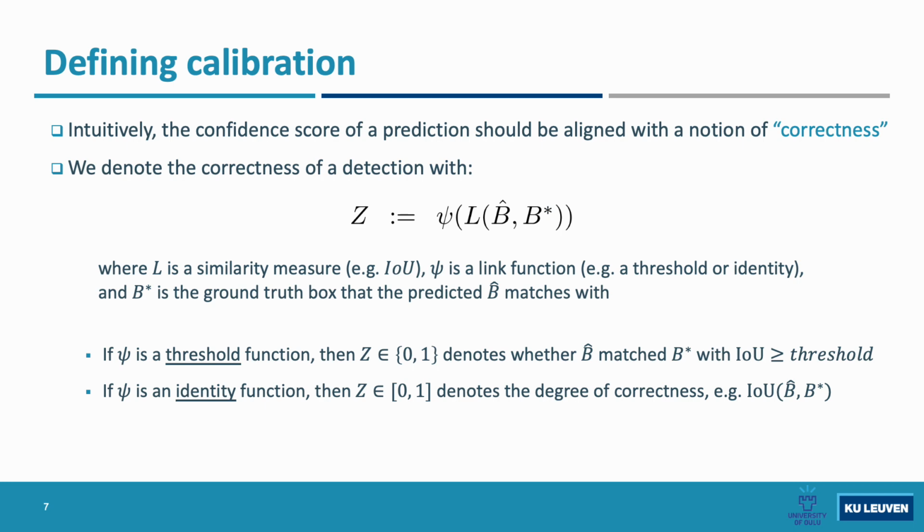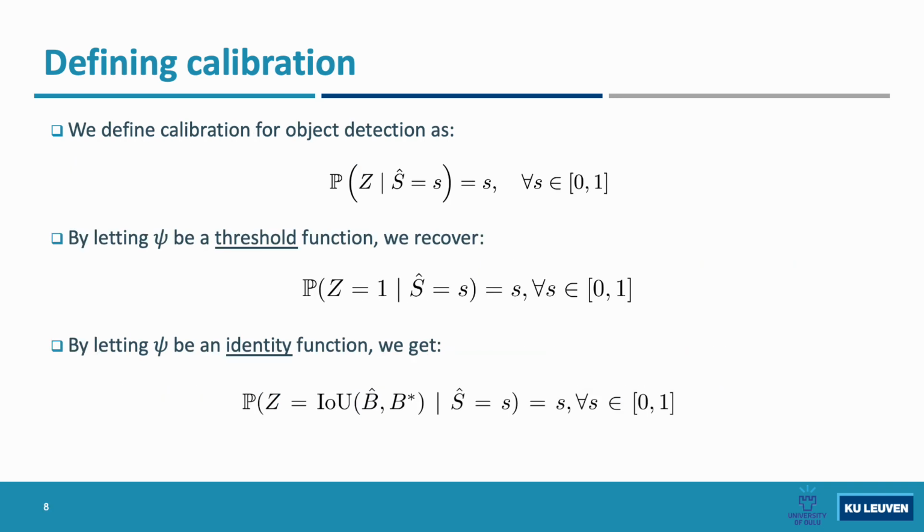We denote the correctness of a detection with Z, which can be a discrete random variable in case the link psi is a threshold function, or a continuous random variable when psi is a continuous function, such as identity. Then the calibration for object detection is defined as shown on the slide. From this general formulation, we can also recover the two definitions used in prior work. If psi is a threshold function, we obtain the standard classification definition, where Z equals 1 denotes an accurate detection in the sense that the IOU between predicted and ground truth bounding box is above some threshold. If psi is an identity function, we require that the confidence score matches the degree of correctness, for example, computed via IOU.